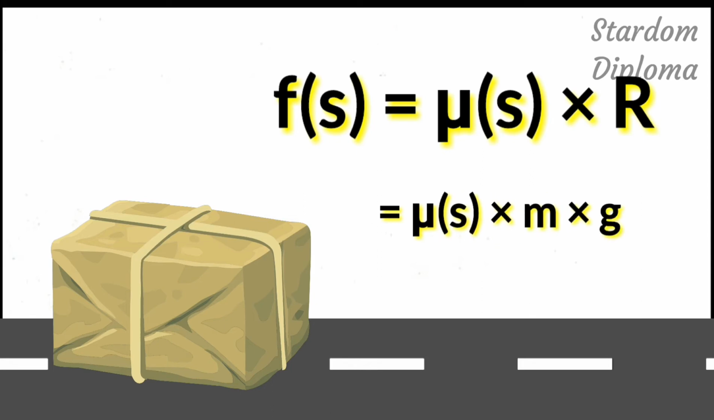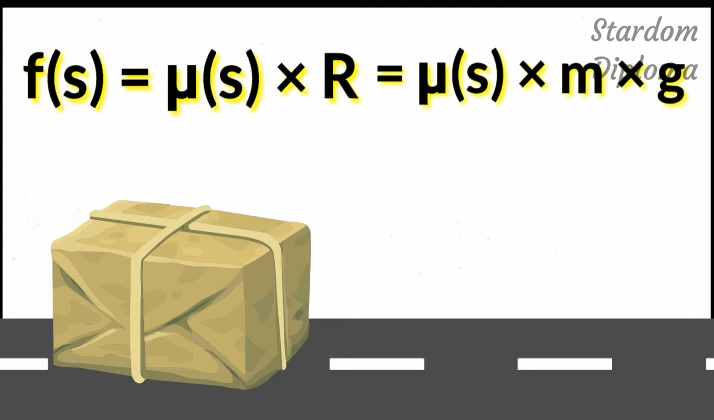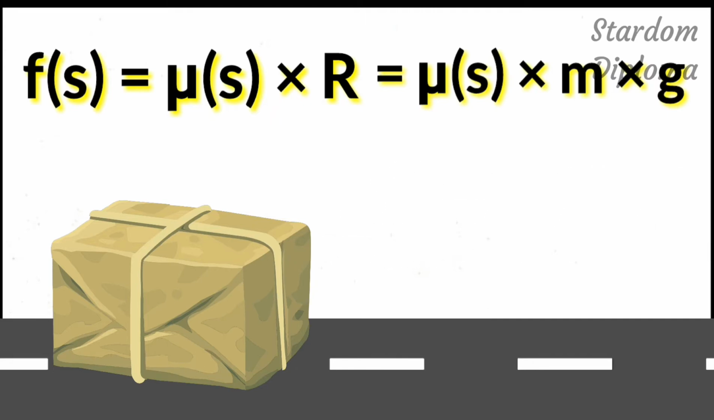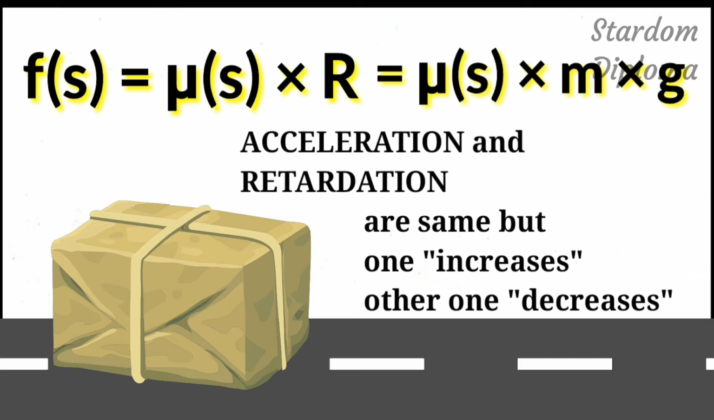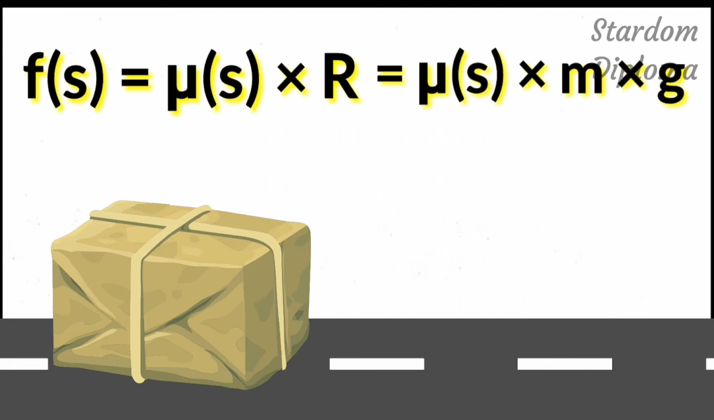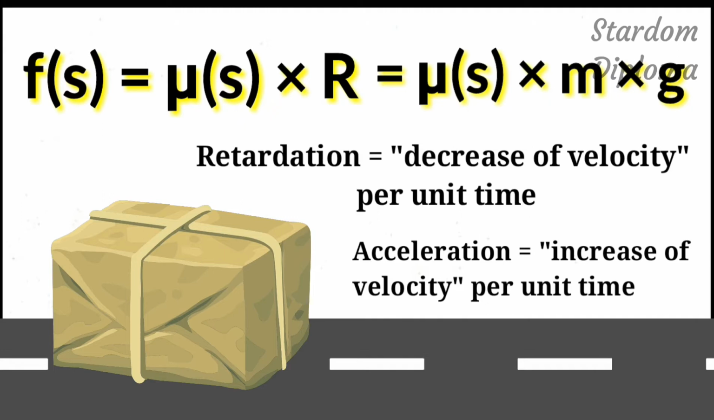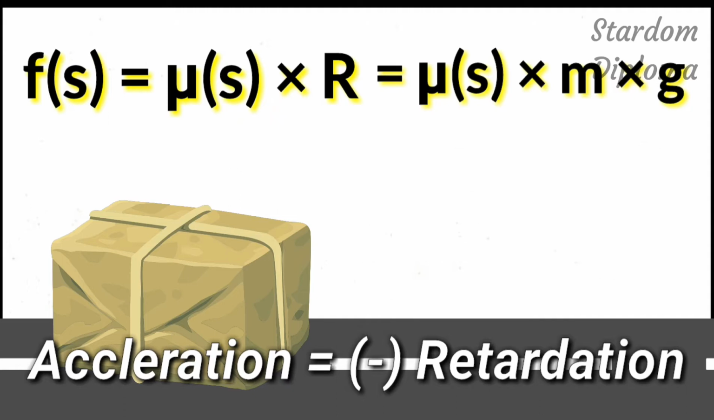First, we are finding the retardation. Retardation and acceleration are equal, but they act in opposite direction. So if we find the value of retardation, we'll get the value of acceleration, and vice versa. If we find acceleration, we can find the value of retardation. Since they are acting in opposite direction, we'll keep a negative symbol. Now what is retardation? Retardation means it decreases the velocity per unit time, whereas acceleration increases the velocity per unit time. That is why acceleration and retardation have the same value, but they act in opposite direction.